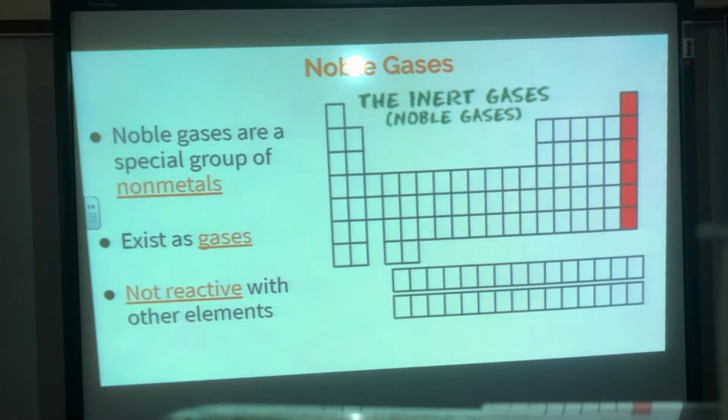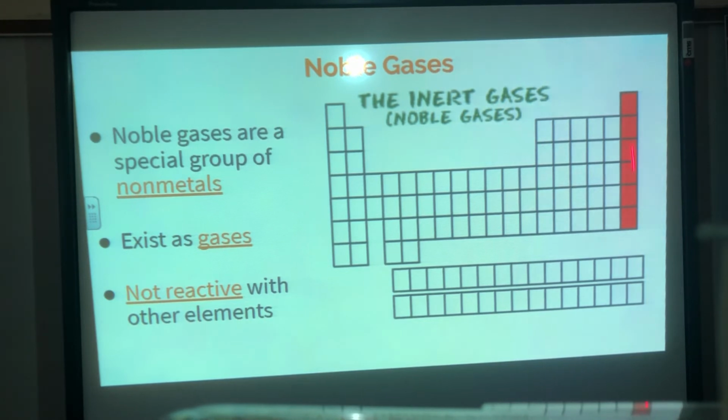All right, noble gases, like I said, right over here. The inert gases, they don't react with anything, all right? Noble gases are a special group of nonmetals. They exist as gases, and they're not reactive with other elements.